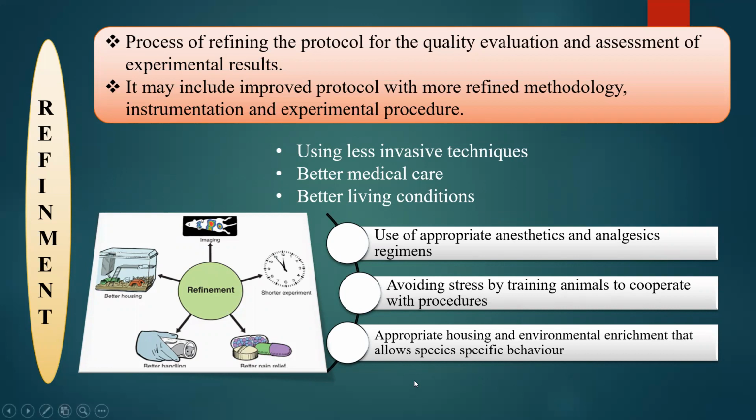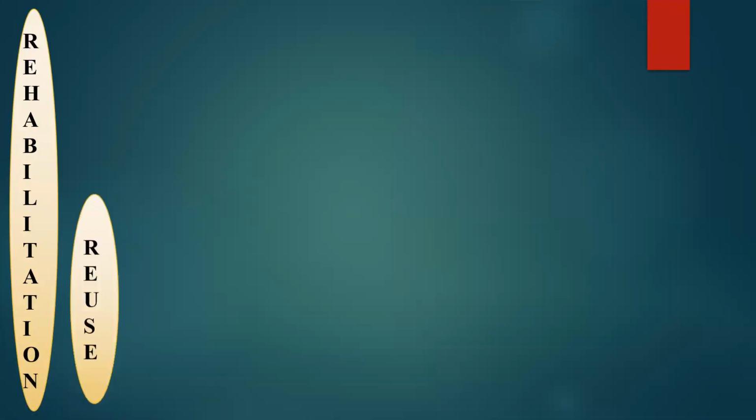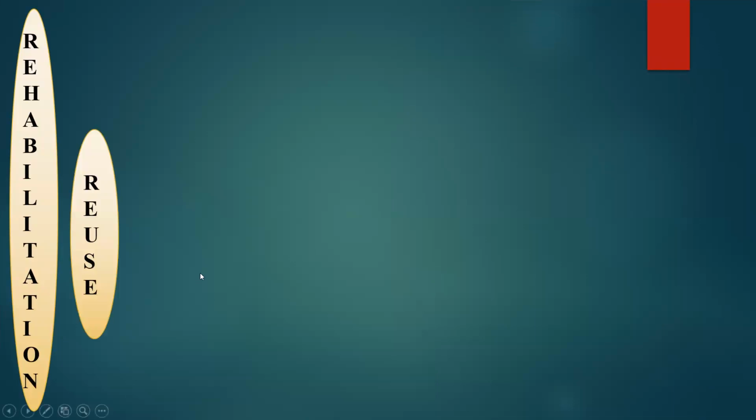By performing all these things, one can do the refinement in the experimental animals, and thereby get a more appropriate result. Then the next R is rehabilitation. It is also called reuse of the experimental animal. Most of the time, once the experiment is over, the animals are sacrificed. Instead of that, if they could be used for some other purposes, it can be acceptable.